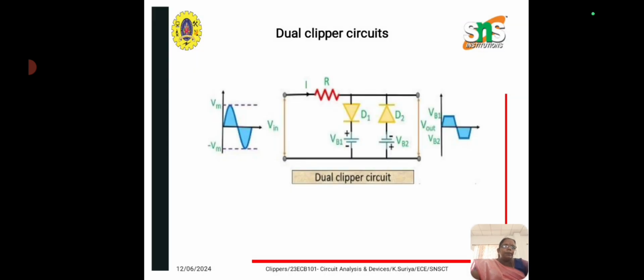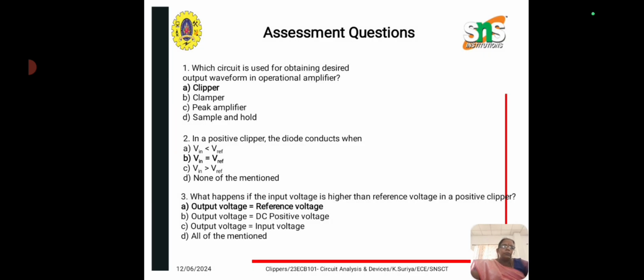Next one is the dual clipper circuit. Whenever there is a need to remove a certain portion of both the positive and negative half of the signal, then dual clipper circuits are used. Hope you understood the different types of clippers.